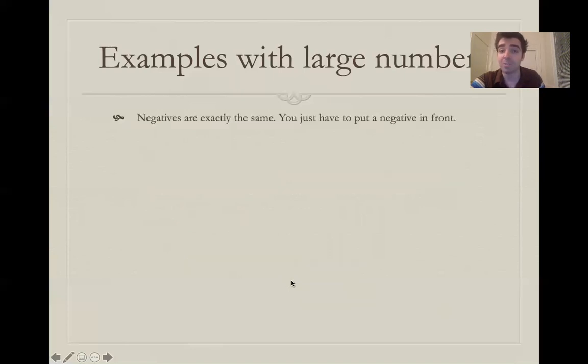Large negative numbers are exactly the same. When I say large number here, I could mean either positive or negative, but either way, I'm talking about large in magnitude. So I would consider 5 trillion to be a large number. I would also consider negative 5 trillion to be a large number, because I'm just talking about basically how far that number is away from 0. So if you're dealing with something like negative 5 trillion, it's going to be a very, very similar process.